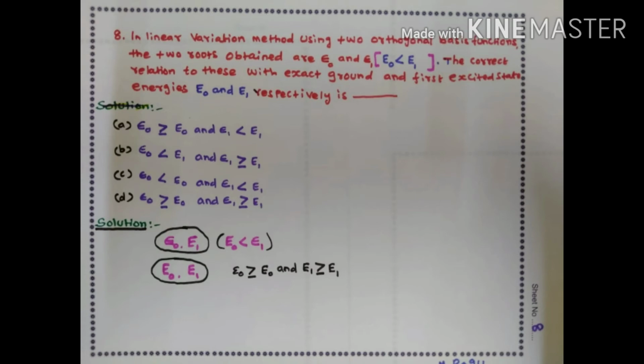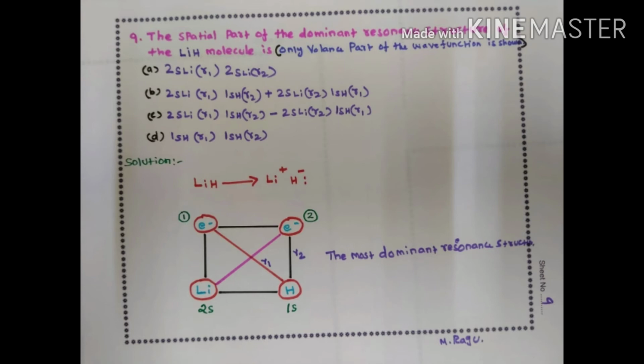So the E0 to E1 and epsilon naught in the E1. This answer is option D.